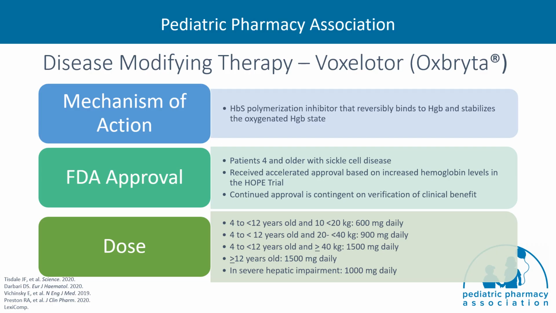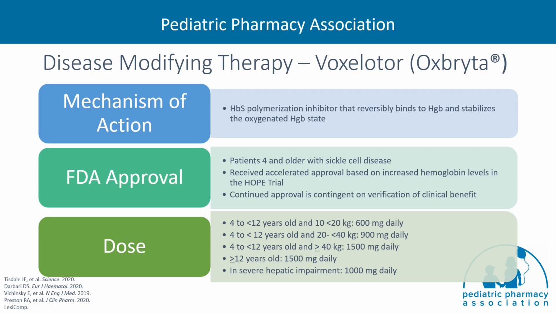It is FDA approved in patients 4 and older with sickle cell disease, and it received accelerated approval based on increased hemoglobin levels demonstrated in the HOPE trial. And that continued approval is contingent on verification of clinical benefits. With the HOPE Kids study, we do now have that dosing down to the age of 4, and you can see it's dependent on the patient's age as well as weight.